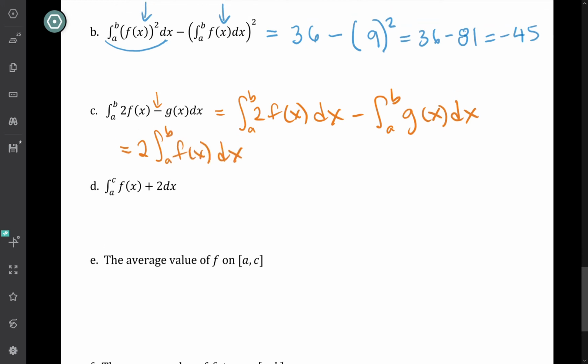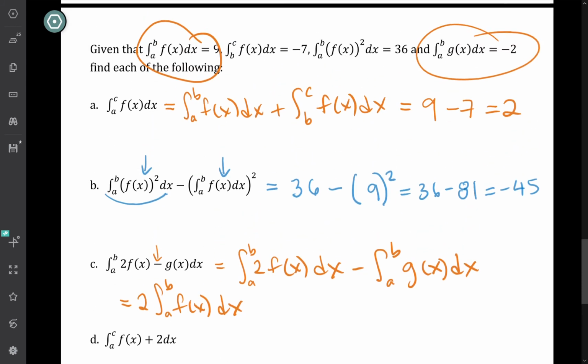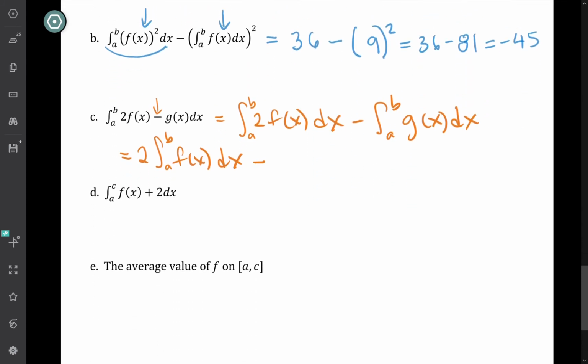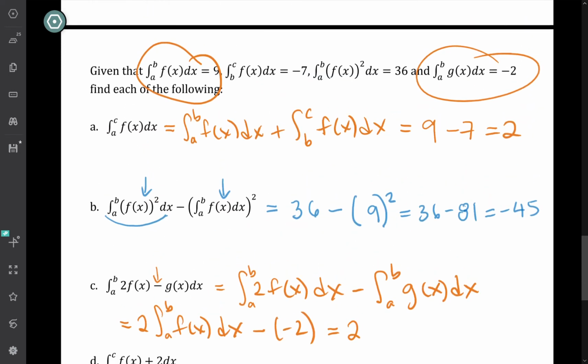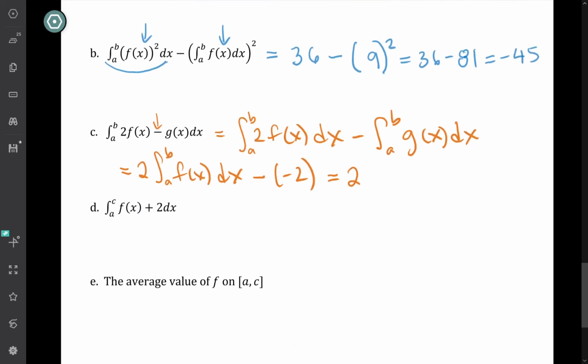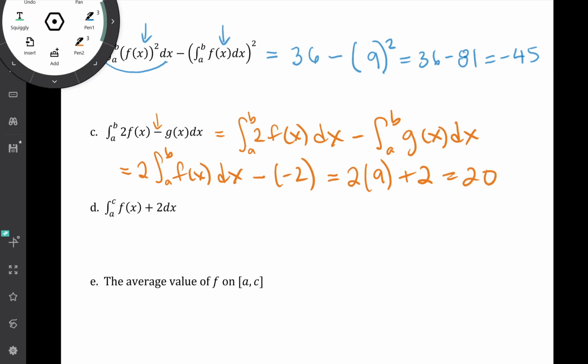I know that the integral from a to b of g of x is -2, so it's minus a -2. And I also know that the integral from a to b of f of x is 9, so I get 2 times 9 plus 2, 19, oops, not plus, equals 20. Okay, switch colors again.